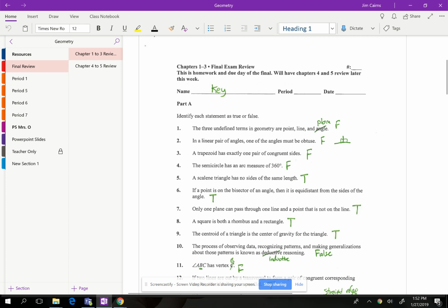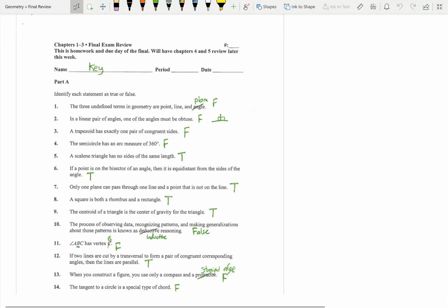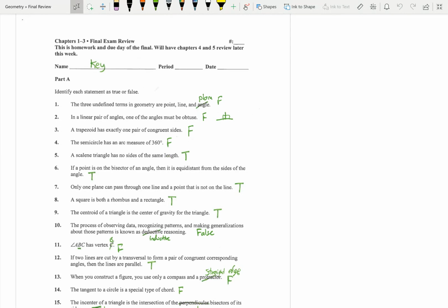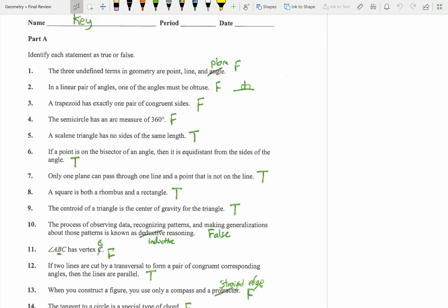All right, this video will go over the chapter 1 through 3 final exam review. And there we go. So you're going to identify each statement as true or false. The three undefined terms in geometry are point, line, and plane. So angle would be false.